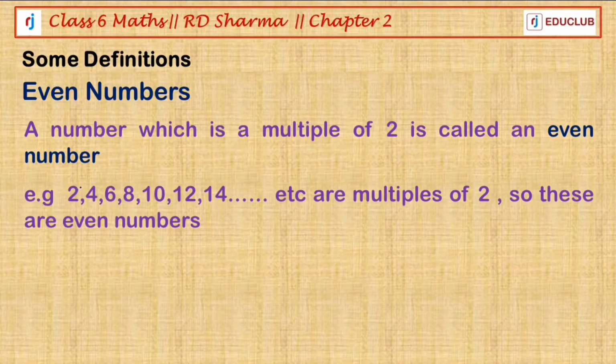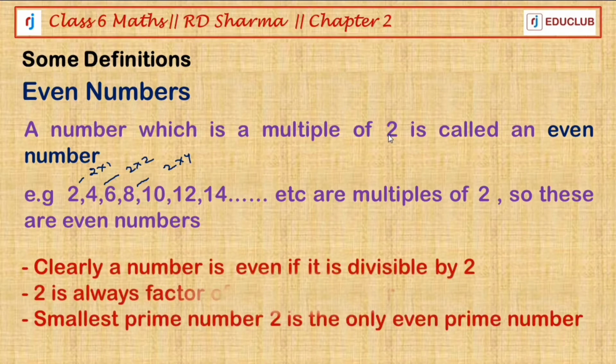For example, 2. 2 is a multiple of 2. 2 ones are 2. 2 is equal to 2 into 1. 4 is equal to 2 into 2. 8 is equal to 2 into 4. So, any number which is a multiple of 2 is called an even number. Clearly a number is even if it is divisible by 2. 2 is always a factor of an even number. And always also remember 2 is the smallest prime number which is even.